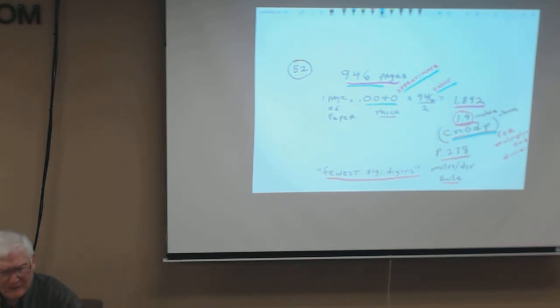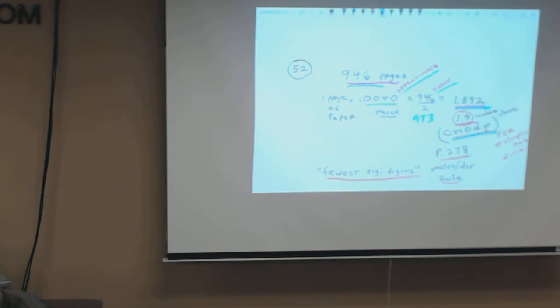But is the paper only printed on one side, or do you do your homework on both sides of the page or just one side? The paper is printed on both sides. So you have to take 946 and divide by 2, and that becomes 473. So I have 473 pages that are .0040 thick. So what happens when I take 473 times .004? I get 1.892. This number right here, 1.892.